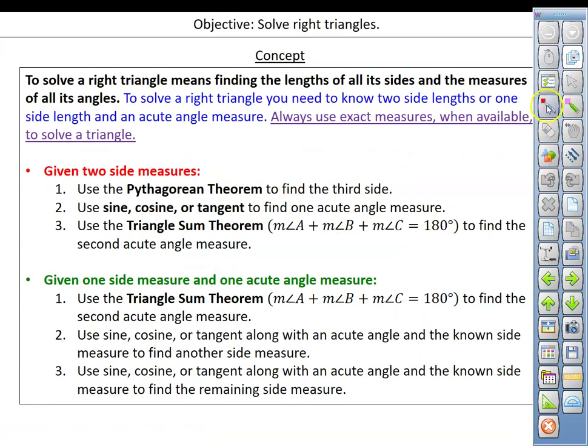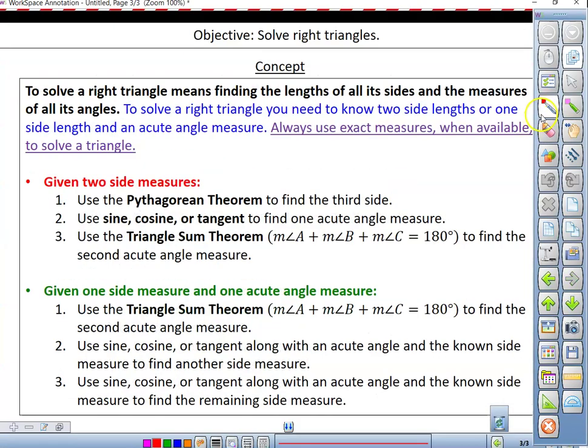This is an outline, based on the given information, of the best practice as far as how you work through a problem to make sure that you get the most accurate values for both sides and angles. Solving a right triangle means you're finding the lengths of all unknown sides and the measures of all unknown acute angles. We always know the largest angle measurement, that's our right angle, so we'll never have to solve for that one. But we may have to solve for one or both of the acute angle measurements.